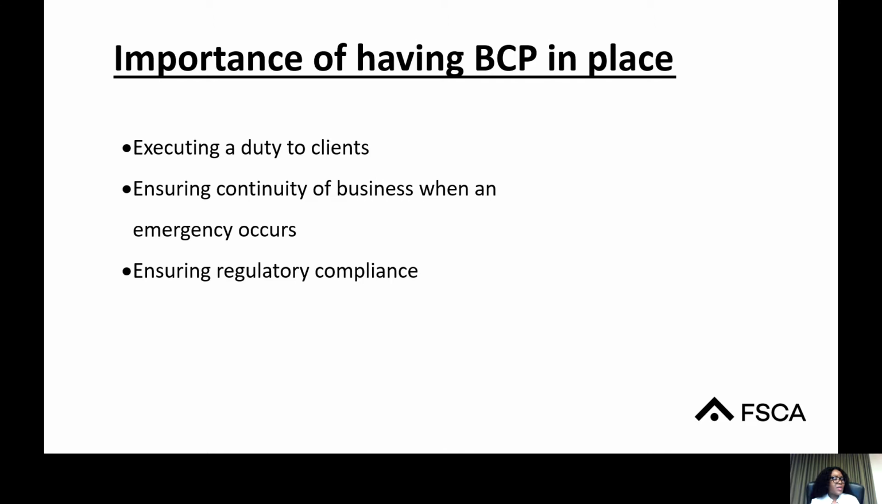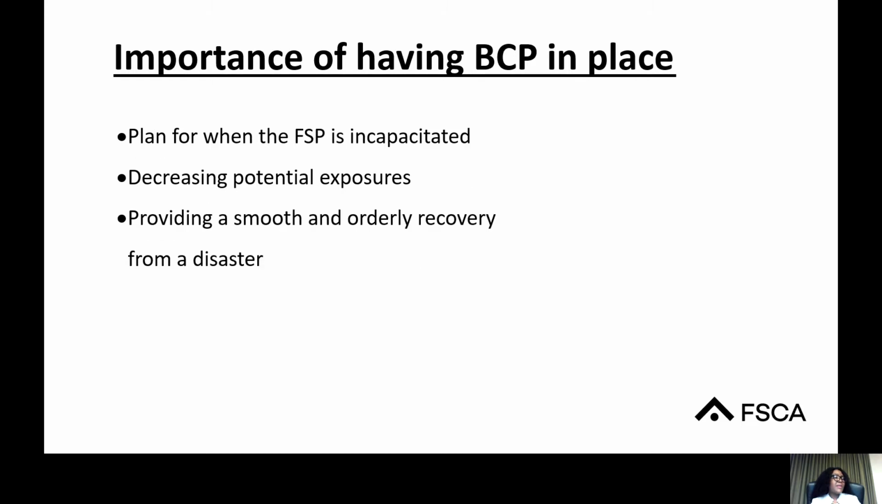And also, you want to ensure continuity of business when an emergency occurs. It's important, you want everyone to know what to do in a case of an emergency, to try and limit the losses, like we said, and also resume your activities with the least amount of disruption as possible. And also, you'll be ensuring regulatory compliance. Remember, we said having a business continuity plan in place is not just a best business practice, but it's also a regulatory requirement. So by actually having it in place, you will be ensuring that regulatory compliance as well.